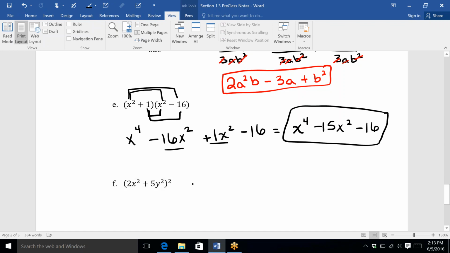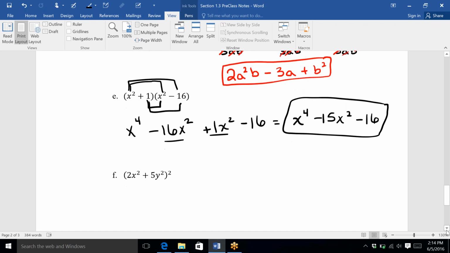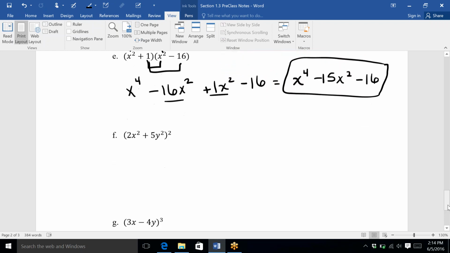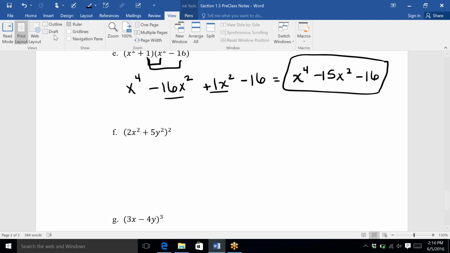Okay, this one has us writing something twice and then foiling it out because it's being squared. Move this down a little bit. Okay, so if we want to square this, this would be 2x squared plus 5y squared times another 2x squared plus 5y squared.